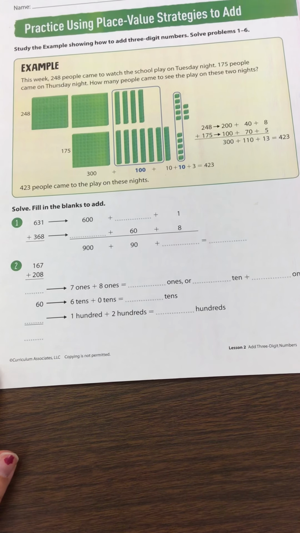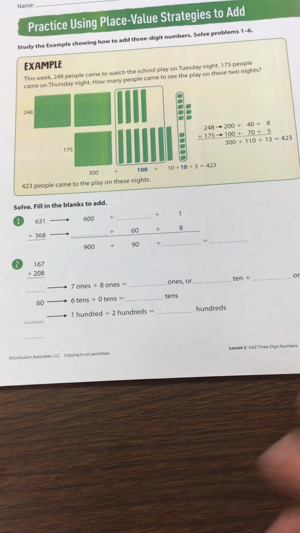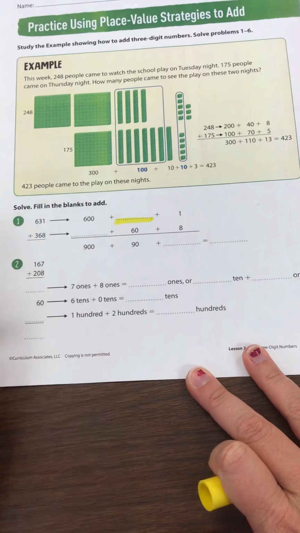I'm here to help you with page 35 at home. So you just have questions 1 and 2. It says solve, fill in the blanks to add. So we only have a few blanks here. I'm going to highlight them for you.